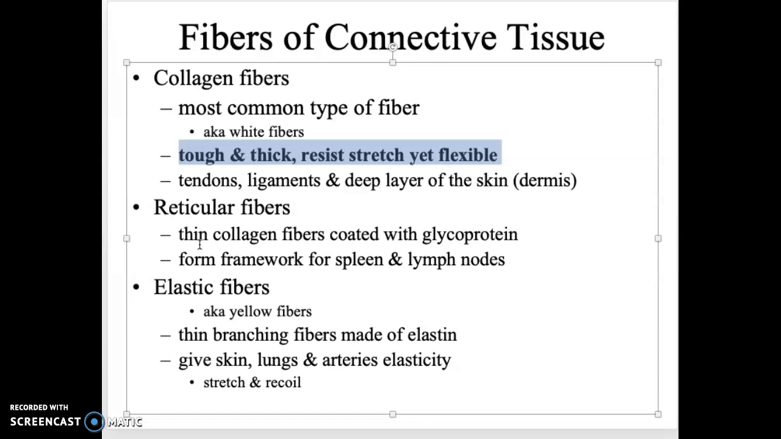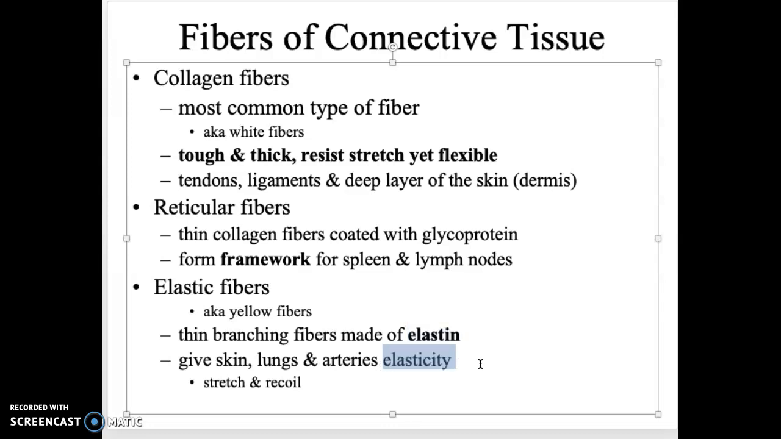Reticular fibers are thin and they have glycoproteins and they form kind of a framework, kind of a skeleton for your lymphatic system. Elastic fibers, just as they sound, are made out of something called elastin, which gives elasticity. This is really important so that you can stretch and return back to normal.